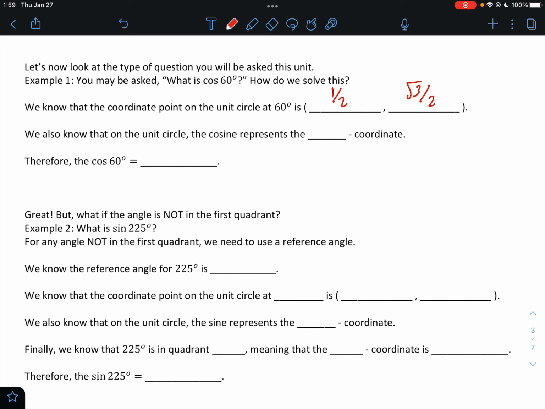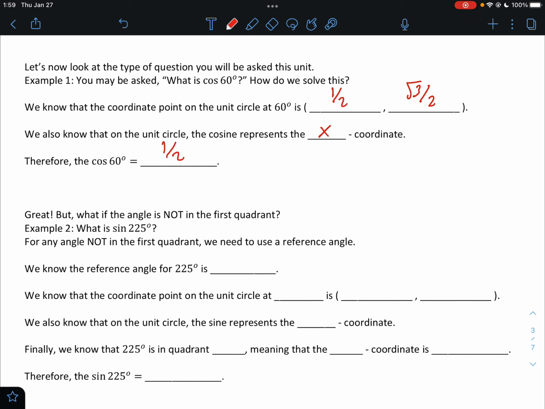We also just learned 2 slides ago that the cosine represents the x coordinate. So therefore, the cosine of 60 is the x coordinate of 60, which is 1/2. So the cosine of 60 is 1/2.